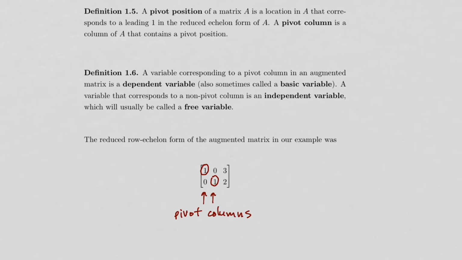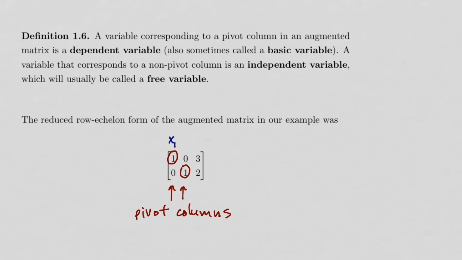All right, then the next definition talks about dependent and independent variables. If a variable corresponds to a pivot column, it's dependent. If it corresponds to a non-pivot column, well, I have to be careful because this is not a variable column. If you remember, these are the constants. This would be the x1 column and the x2 column. And if there's a variable column that's not a pivot column, it's an independent variable, which we will usually call a free variable. So we could label these columns. This is the x1 column, the x2 column, and then these are the constants. So that's the constant column.